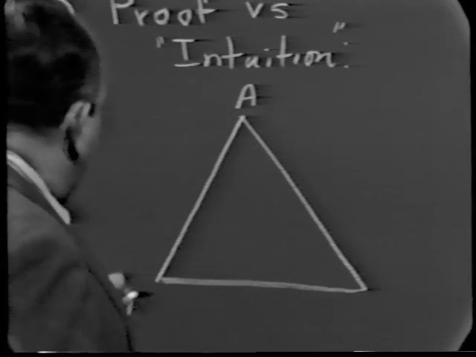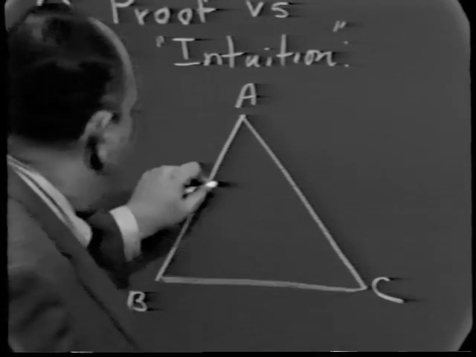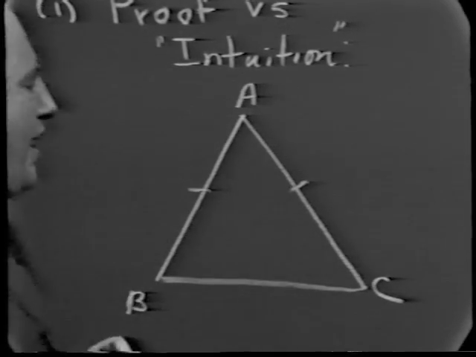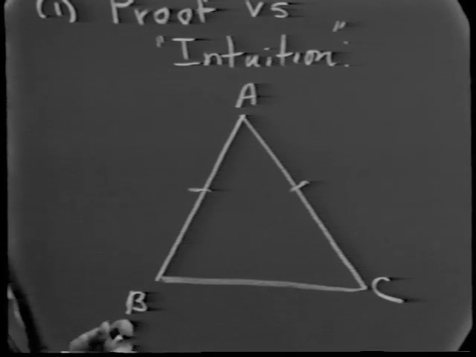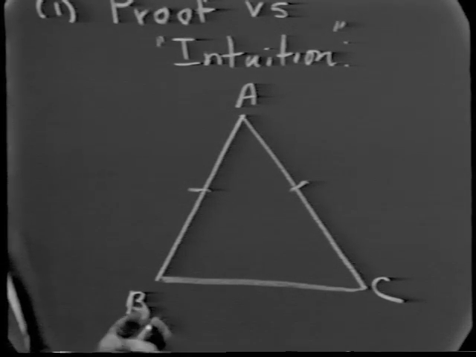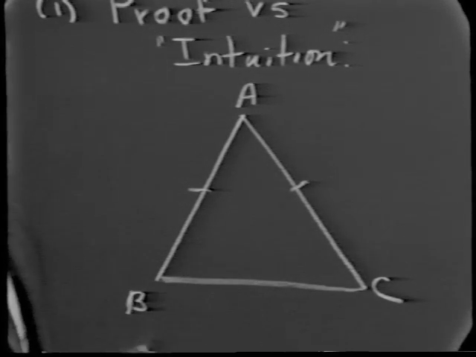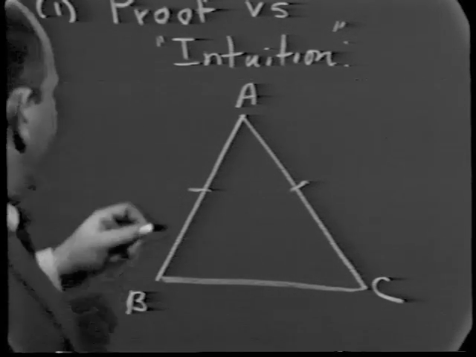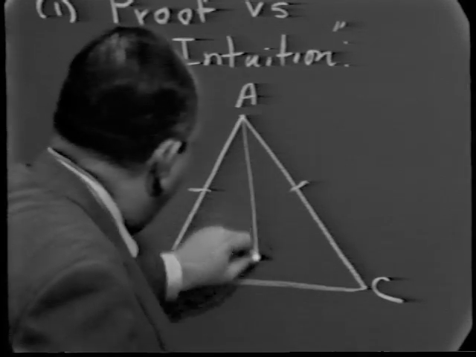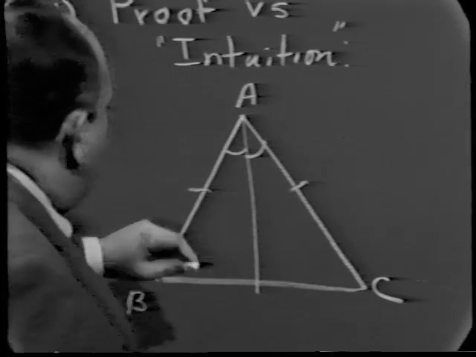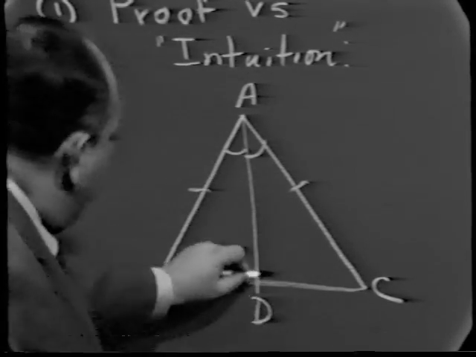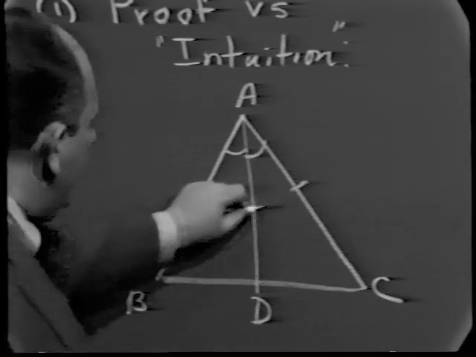We'll take an isosceles triangle, ABC, with AB equal to AC. And what we would like to prove is that the base angles of this triangle are equal. We'd like to prove that angle B equals angle C. Now, you remember how you tackle this problem in high school geometry. You said something like this. Well, let me draw the angle bisector here. That meets BC at D.